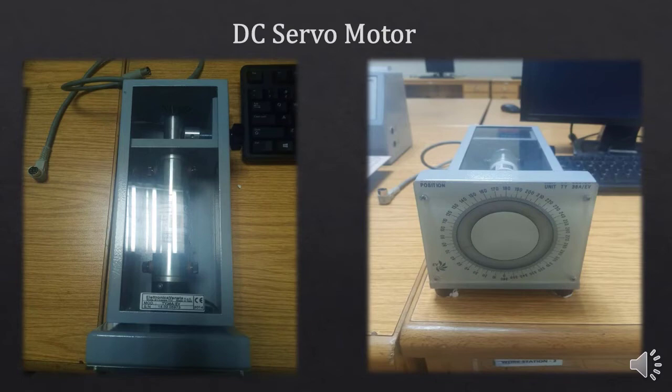This is the DC motor module that we are going to use here. It has a slit encoder inside which is used for measuring the speed and position as well, and here is the braking system for the motor. You can also measure the position of the motor using this dial. You can see here there is a dial for measuring the position.